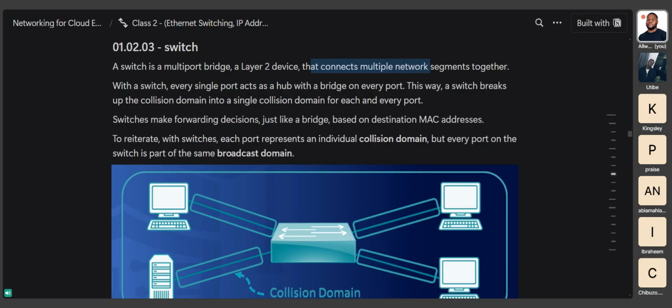With a switch, every single port acts as a hub with a bridge on every port. This way, a switch breaks up the collision domain into a single collision domain for each and every port. Switches make forwarding decisions just like a bridge does, based on destination MAC addresses. To reiterate, with switches, each port represents an individual collision domain, but every port on the switch is part of the same broadcast domain. Now we see this word being used.